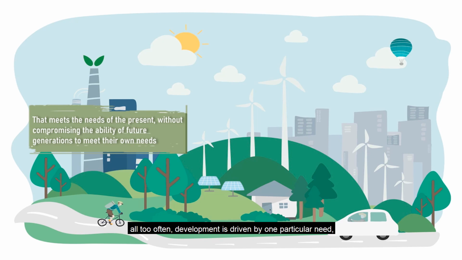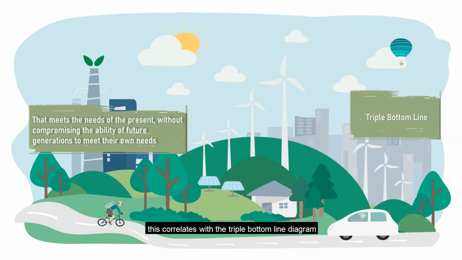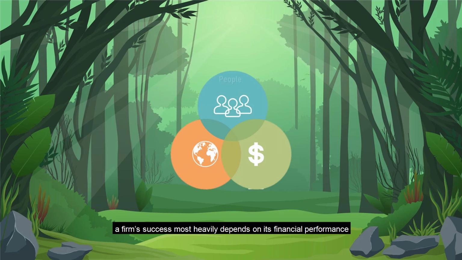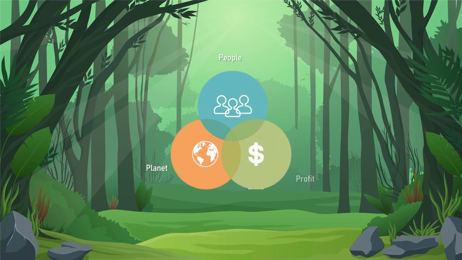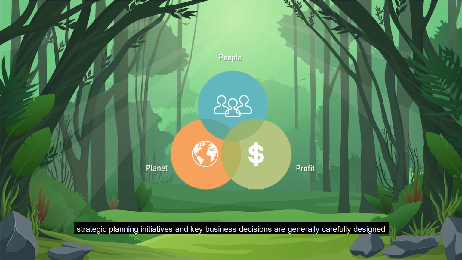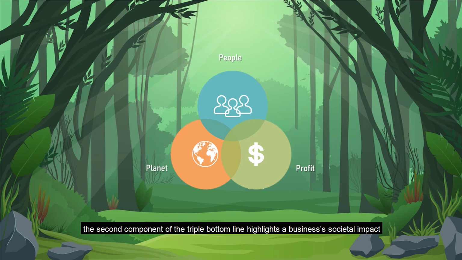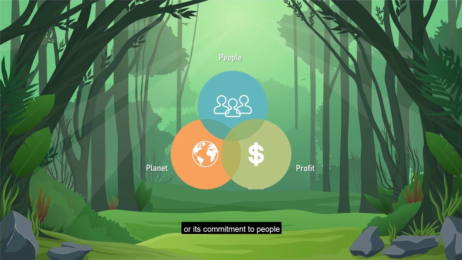All too often, development is driven by one particular need without fully considering the wider or future impacts. This correlates with the triple bottom line diagram. In a capitalist economy, a firm's success most heavily depends on its financial performance or the profit it generates for shareholders. Strategic planning initiatives and key business decisions are generally carefully designed to maximize profits while reducing costs and mitigating risks. The second component of the triple bottom line highlights a business's societal impacts or its commitment to people.